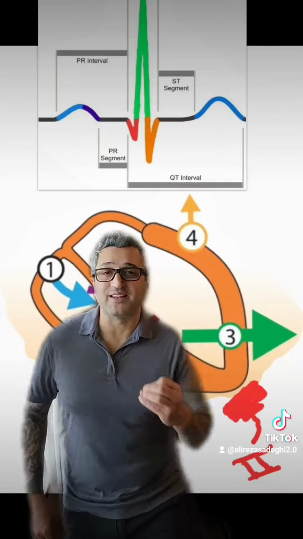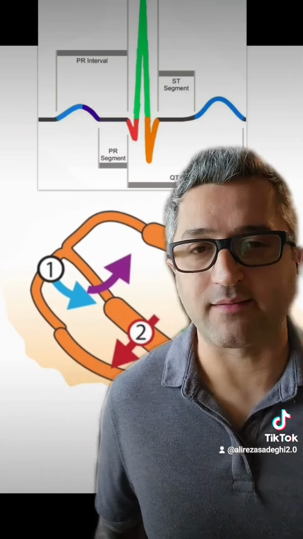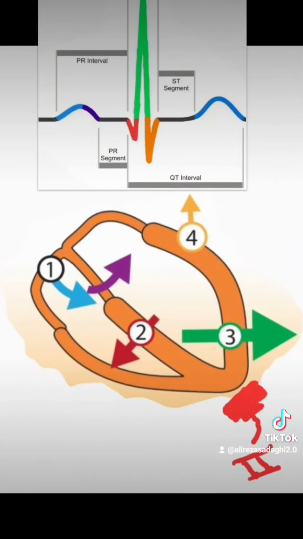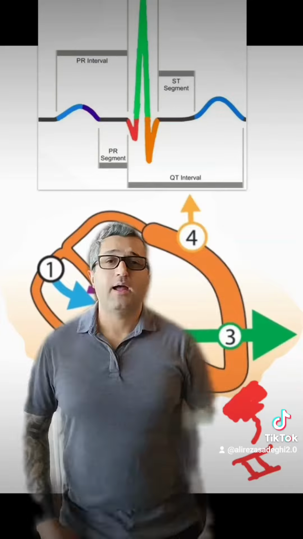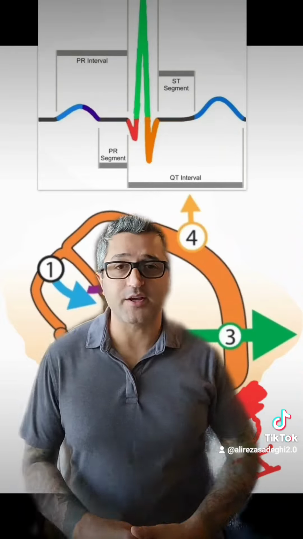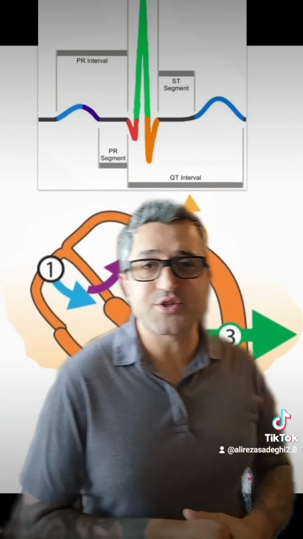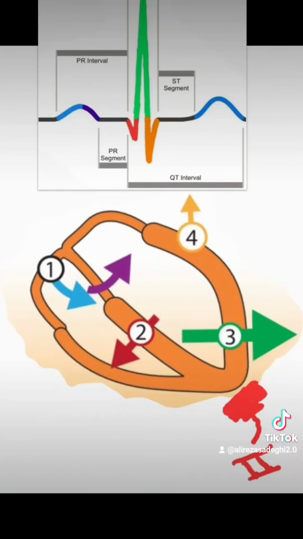The majority of the left ventricle depolarizes towards lead 2, and that will give you a positive deflection on your EKG known as the R wave. As left ventricular depolarization continues and it reaches the high lateral wall of the left ventricle, this depolarization occurs away from lead 2 and it will give you a negative deflection known as the S wave.